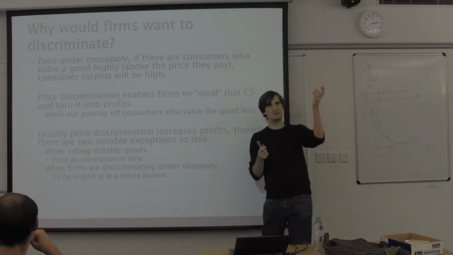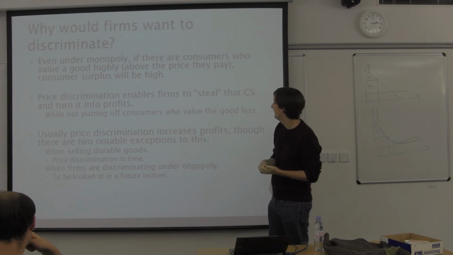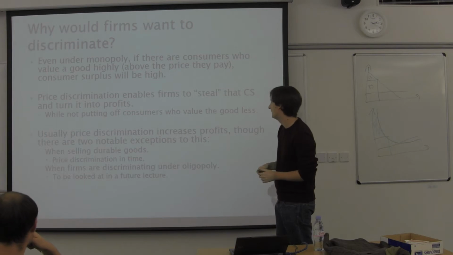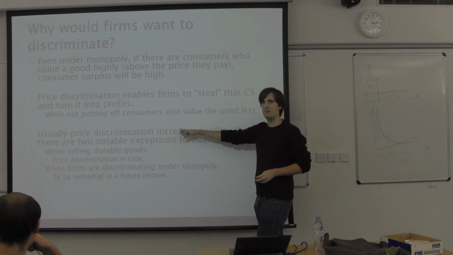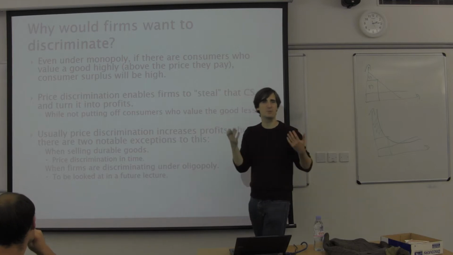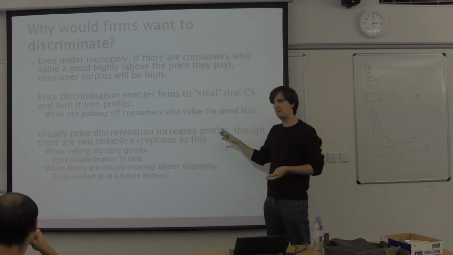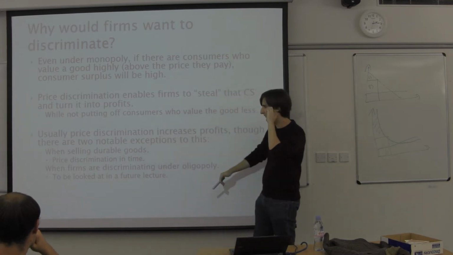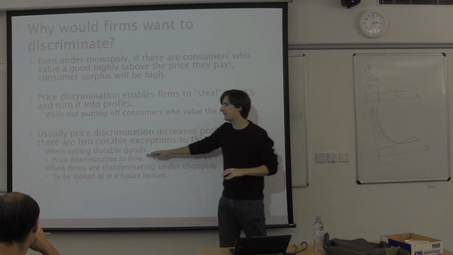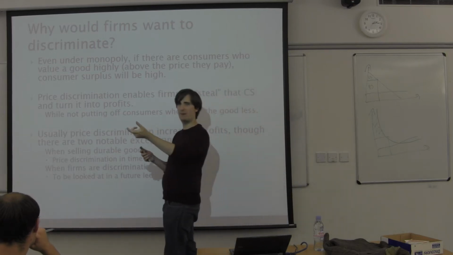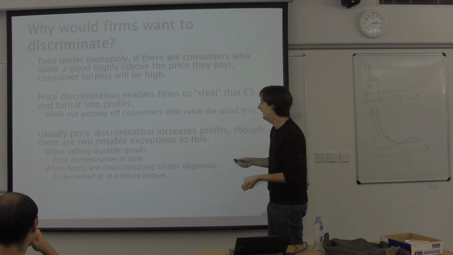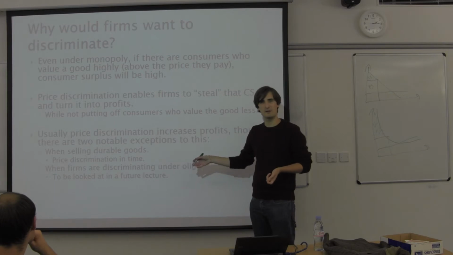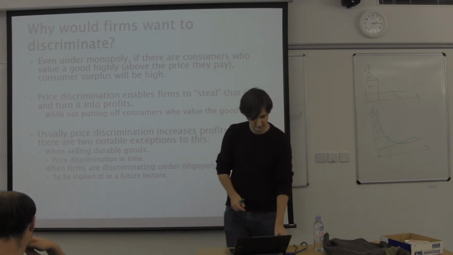It enables them to turn some consumer surplus into producer surplus, while not reducing the demand, the price per se. So normally price discrimination is going to increase profits, and that's why firms want to do it. There are going to be two exceptions that we'll look at where it won't increase profits. One is when selling durable goods, which we'll talk about at the end. This is kind of price discrimination in time, for people who want to buy it in the future and people who want to buy it now. And the other case we'll look at is price discrimination under oligopoly, but we'll look at that in a future lecture.